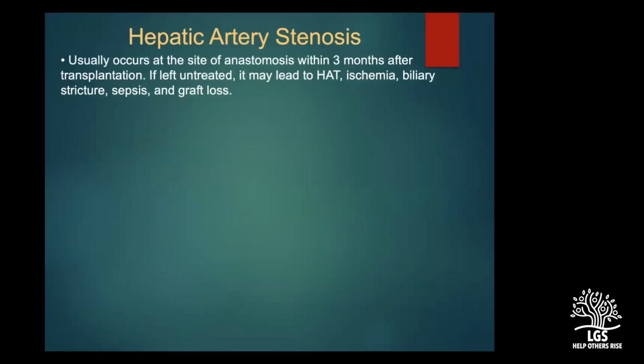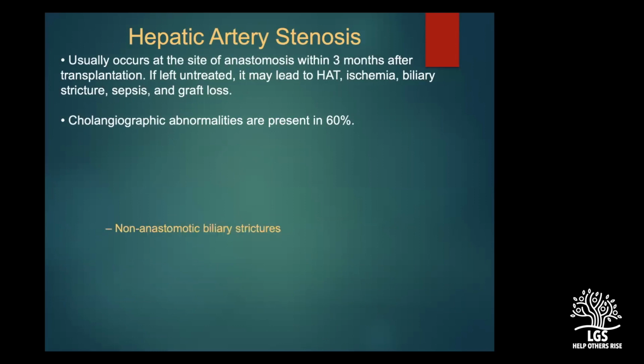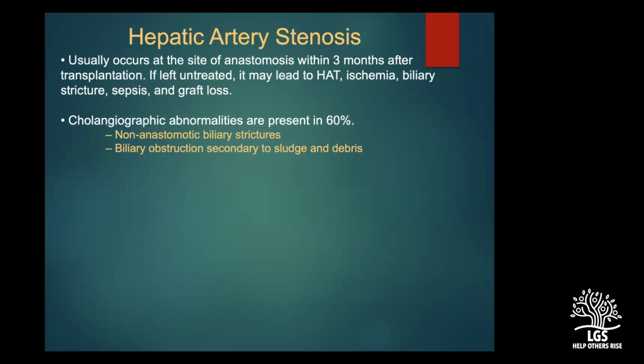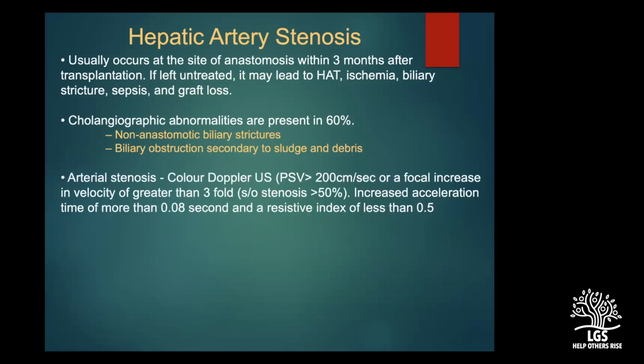And hepatic artery stenosis, usually we know it occurs at the site of anastomosis within 3 months. If it is left untreated, it can lead to hepatic artery thrombosis, ischemia, biliary sepsis, and graft loss. Cholangiographic abnormalities are definitely present in 60%, usually non-anastomotic strictures, and are fairly common with these kinds of things. It can lead to sludge and debris, and you see multiple abscesses inside the liver. So these are all patients who might be really difficult to treat.